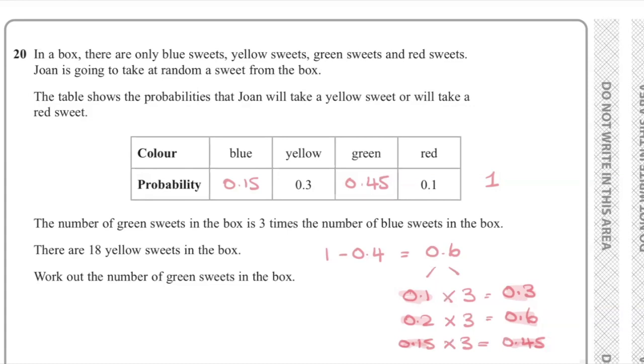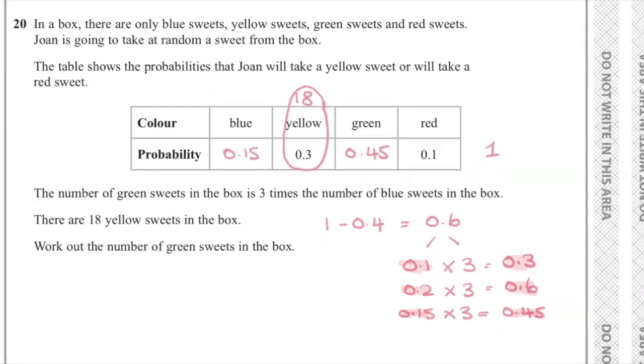Now, we are being told that there are 18 yellow sweets. So our 18 is being linked to the probability of 0.3. I'm going to put that fact into my grid. So I've got 0.3 and 18 as my fact. I'm being asked to work out the number of green sweets. The probability of green is 0.45, so it goes into that section.